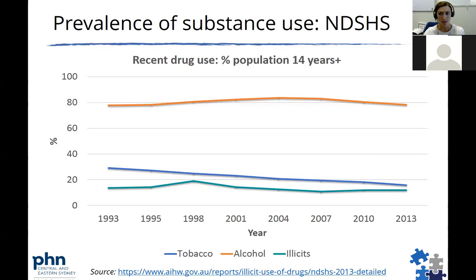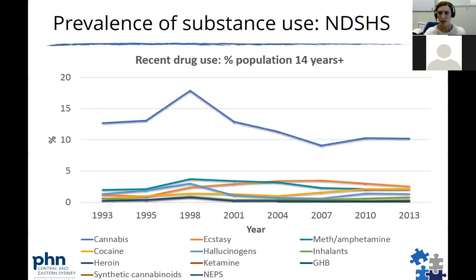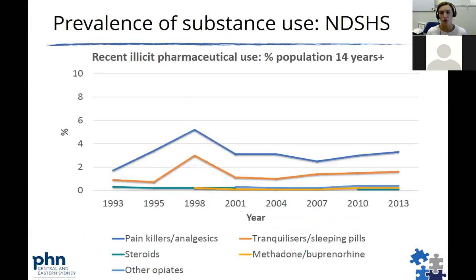If you answered tobacco, alcohol, and illicit substances, which a lot of people did, you're right. So in the general population, alcohol and tobacco are the most commonly used substances, and a smaller proportion of the population uses illicit substances. And of the illicit substances, the most commonly used is cannabis, followed by smaller proportions who use methamphetamines, ecstasy, cocaine, hallucinogens, inhalants, heroin, synthetic cannabinoids, ketamine, new and emerging psychoactive substances, and GHB. And then again, smaller proportions use non-prescription pharmaceuticals, including analgesics, tranquilizers, steroids, methadone or buprenorphine, and other opiates.